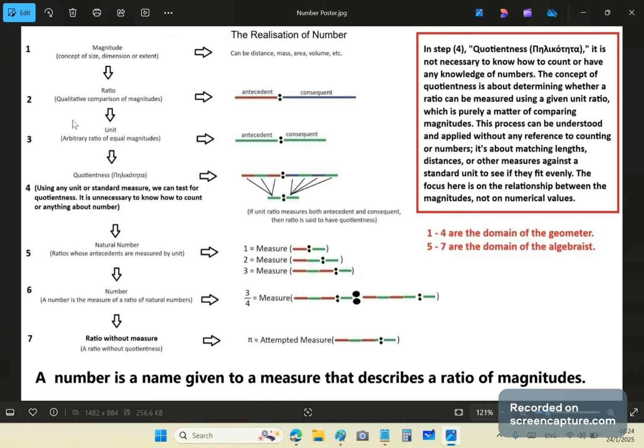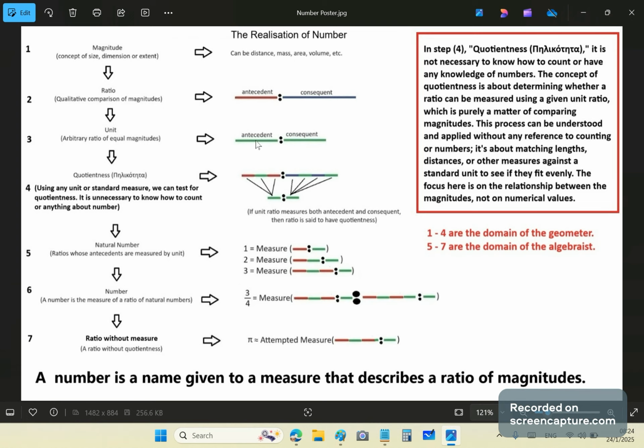So anyhow, a ratio is basically a qualitative comparison initially of two magnitudes. And by convention, we call the one that appears first the antecedent, or that which is being measured, and the one that appears after the consequent, that which acts as the measuring unit. So the measuring unit and or equal parts of the measuring unit. Now, the unit is just an arbitrary ratio of equal magnitudes.